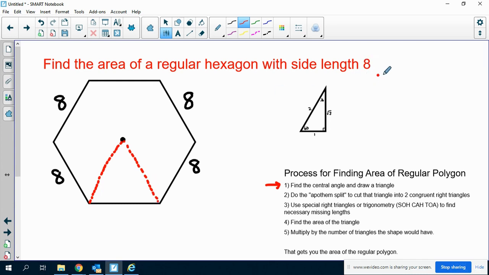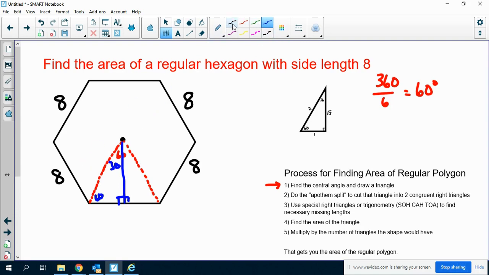Now in a regular polygon, we can always take 360 and divide it by the number of sides to get the number of degrees. So this is a 60-degree angle. Then I can do the apothem split. And so that's a 30. And this is a 60, because if this 60 gets split in half and that's a 30-degree angle, this is a 90-degree angle, that has to be 60. So I have a 30, 60, 90 triangle here.